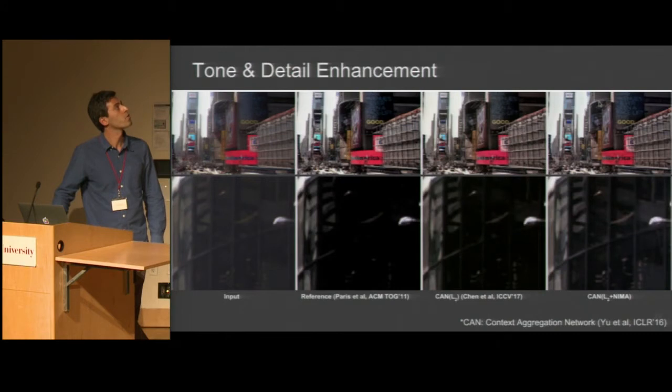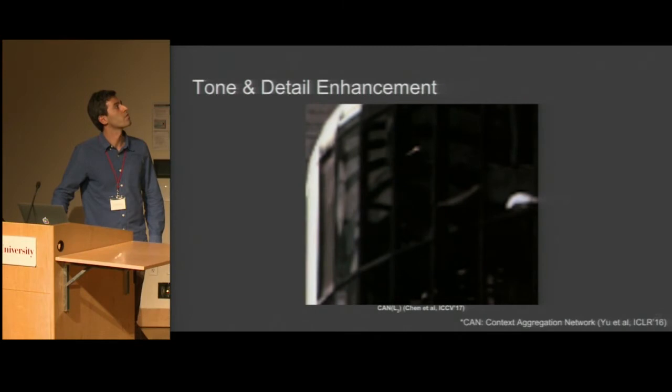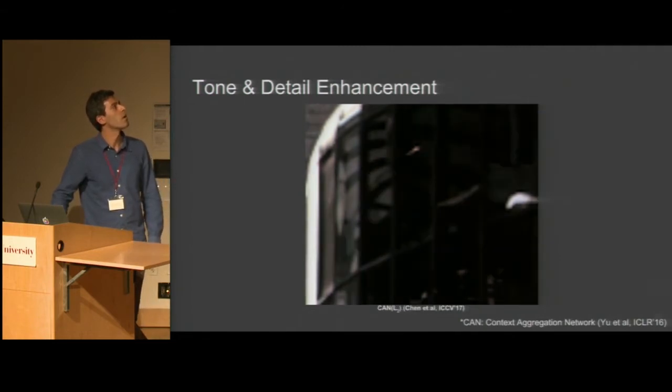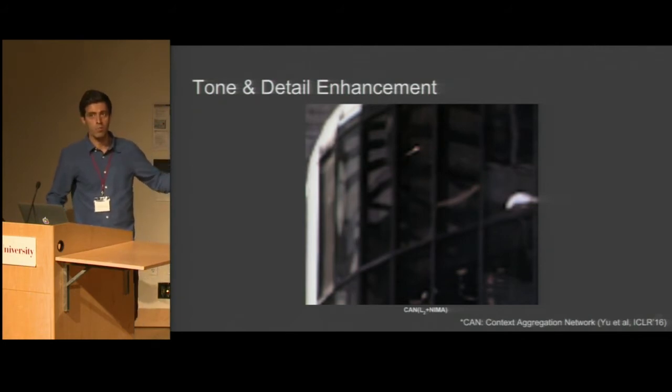A few more examples. The overall look of the image on the CAN L2 and CAN L2 plus NEMA globally looks similar, but actually when you zoom in, you start to see how details are much better preserved with simply adding NEMA as a perceptual loss. So I'm simply flipping back and forth between L2 plus NEMA and L2 here so you see the difference. And again, this does not impose any more complexity on the CAN architecture. This is just training time.